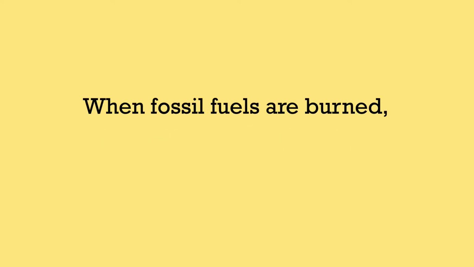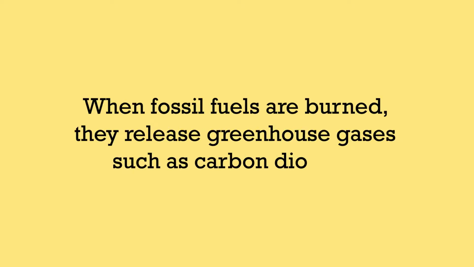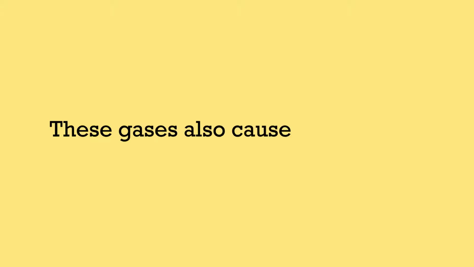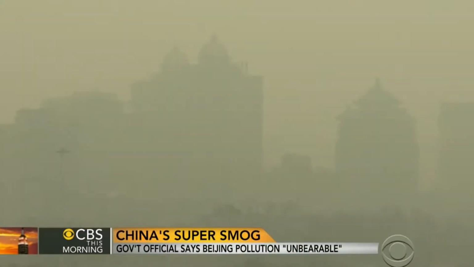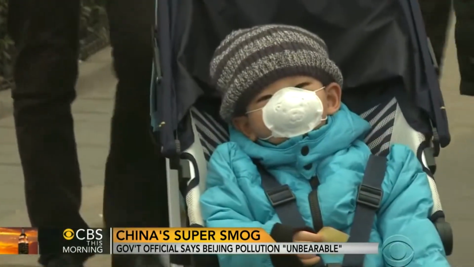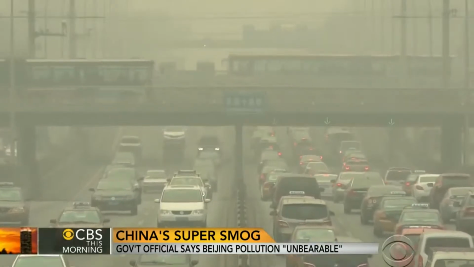When fossil fuels are burned, they release greenhouse gases such as carbon dioxide, and this gas gets trapped in the earth, changing the climate. These gases also cause air pollution. China heavily relies on coal, but because they burn so much of it for electricity, they have bad air pollution and can almost never see the sun because of it.